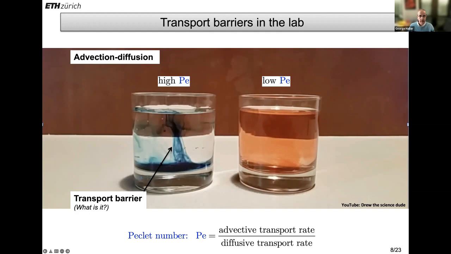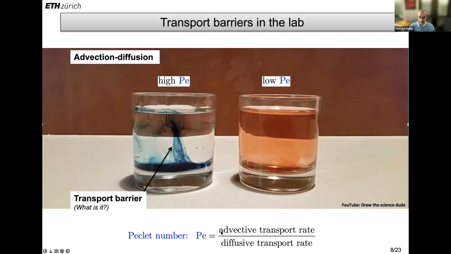Okay, thank you. So here's a motivation picture. I found this great video by, I don't know the person, but he goes by Drew the Science Dude. And he's illustrating the difference between diffusive and advective mixing. He takes two identical glasses of water and puts two different kinds of dye in it. One of them is highly diffusive, that you see on the right, which means low Peclet number.